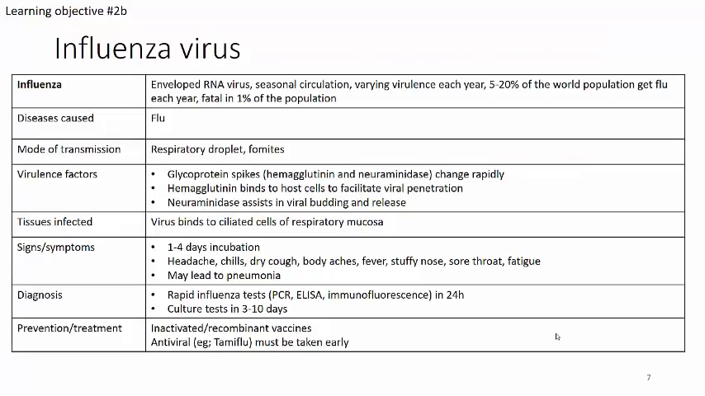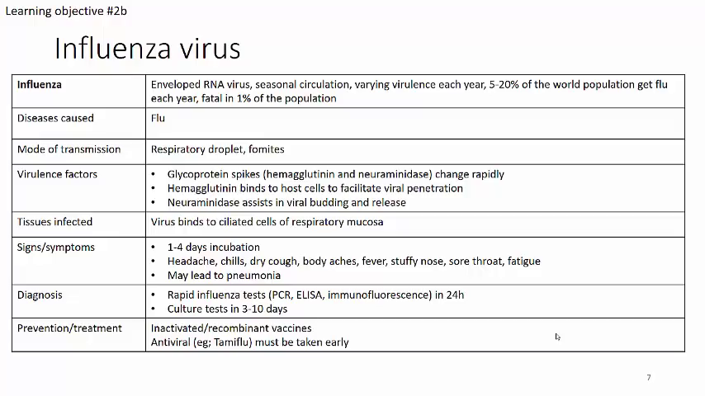Okay, the second microbe of the respiratory tract that we're going to discuss is the influenza virus. So important points on this is that it's an RNA virus, seasonal circulation, so it spikes every winter with varying virulence. So some years flu is much more severe than others. 5 to 20% of the world population get the flu each year, and it's fatal 1% of the time.